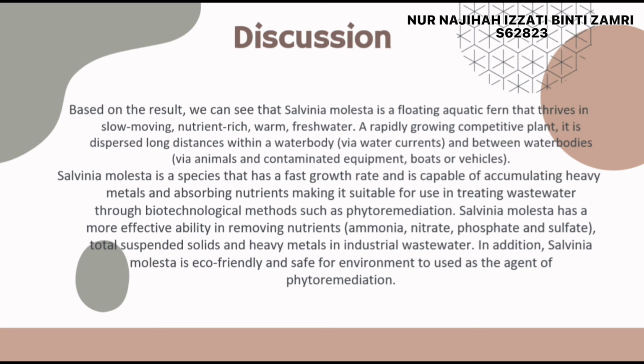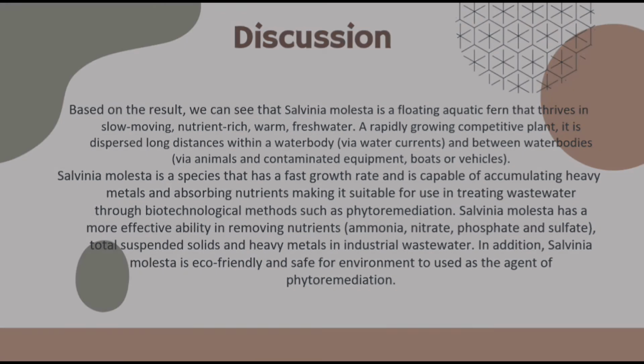Salvinia molesta has a more effective ability in removing nutrients such as ammonia, nitrate, phosphate and sulfate, total suspended solids and heavy metals in industrial wastewater. In addition, Salvinia molesta is eco-friendly and safe for the environment to use as the agent of phytoremediation.